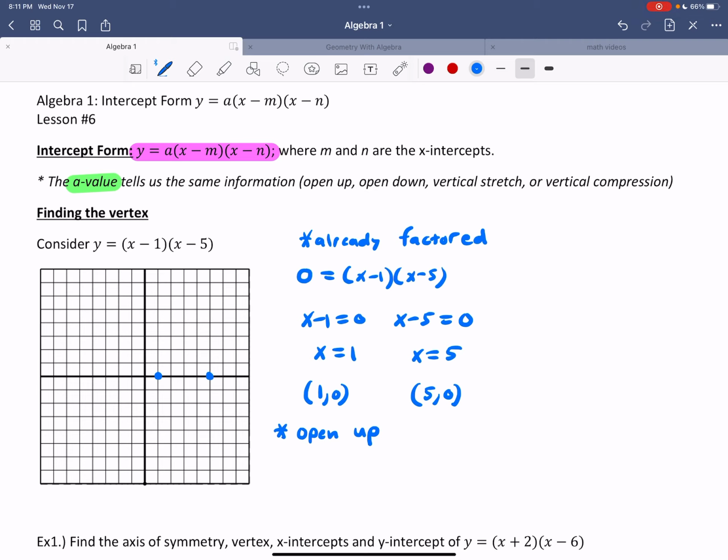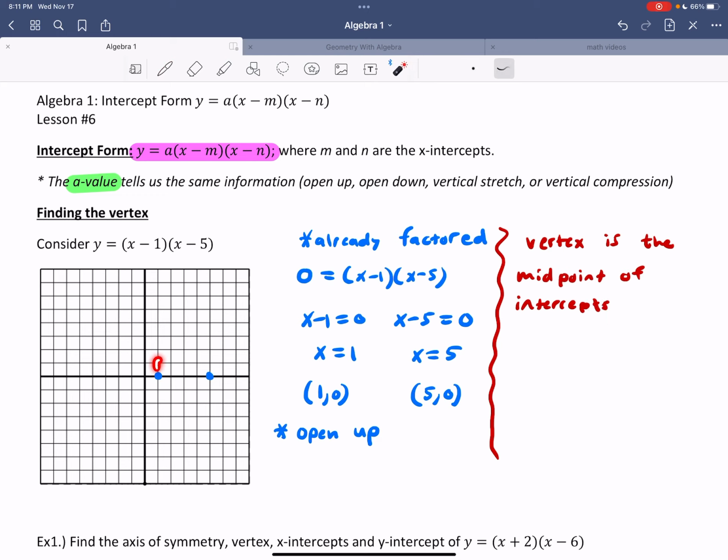All right. Now let's talk about the vertex. One thing that's nice about the vertex when you're dealing with intercept form is the vertex is kind of the midpoint of the intercepts. So what you want to think about is, okay, how far apart are those two x-intercepts? One's at 1, one's at 5. That's a total distance of 4. So that total distance there is 4 units apart.